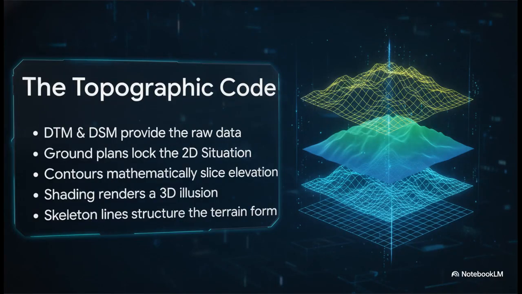So, when we put all this together, we get the complete topographic code. Digital terrain and surface models provide the raw data. Ground plans lock down the 2D objects using orthogonal projection. Contour lines and specific spot heights mathematically slice and pinpoint the elevation. Hypsometric tints and calculated shadows render a stunning 3D illusion. And finally, skeleton lines ensure the structural form is perfectly maintained. Layer by layer, a completely flat screen tricks your brain into navigating a deep 3D world.